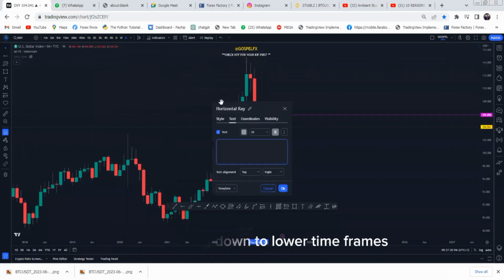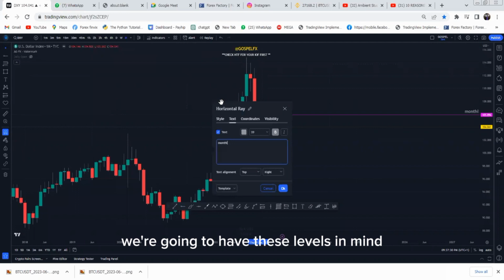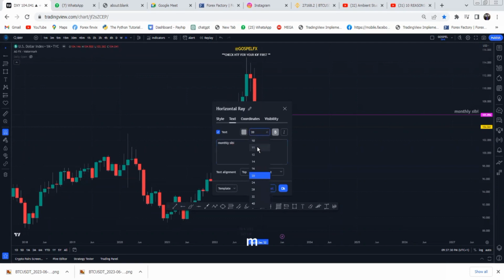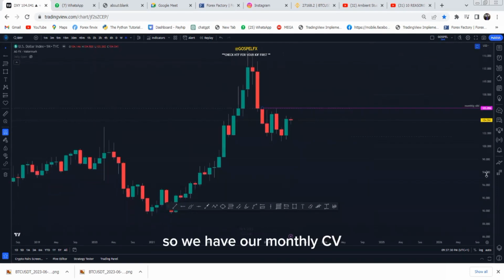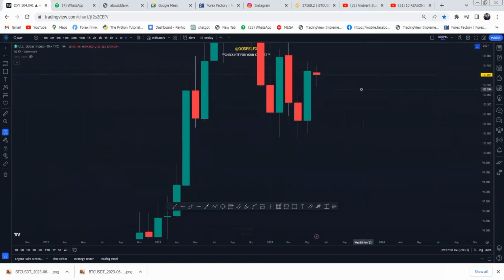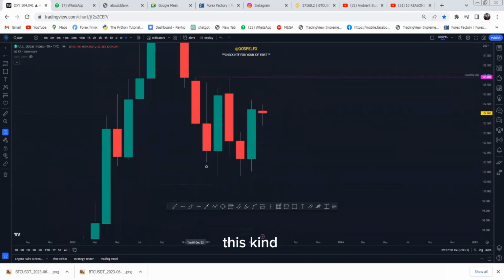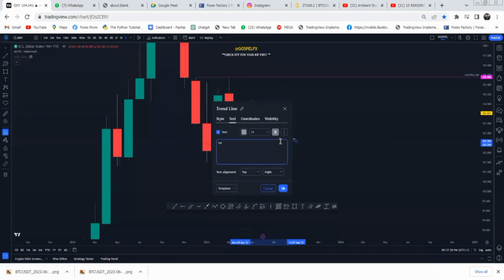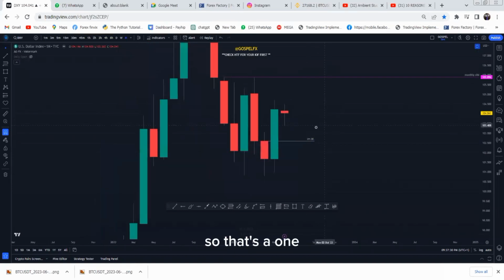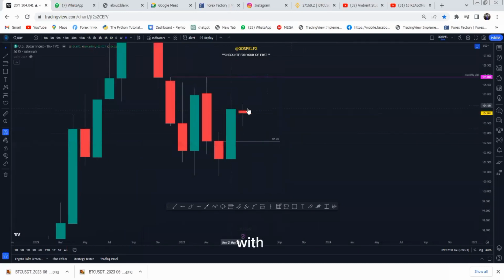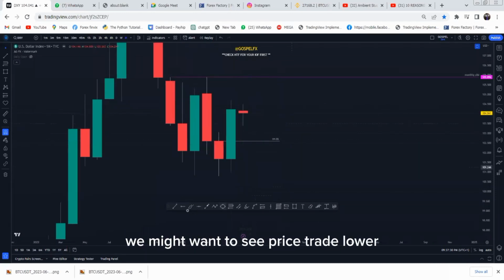So we're going down to lower time frames, and we're going to have these levels in mind. We have our monthly CB here. Make it smaller. All right. So we have our monthly CB, and when we zoom out here, you discover that this monthly bullish candle, the candle down here, now becomes a bullish order block. So we're having a 1 month OB at this point. With the close of this candle here, we might want to see price trade lower.